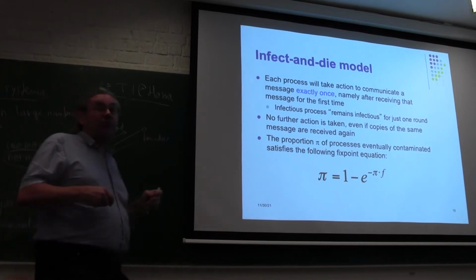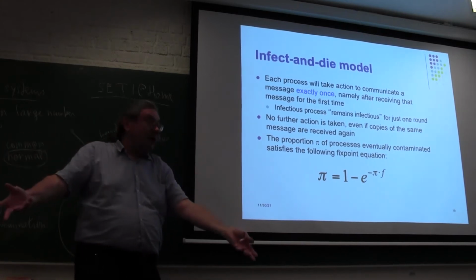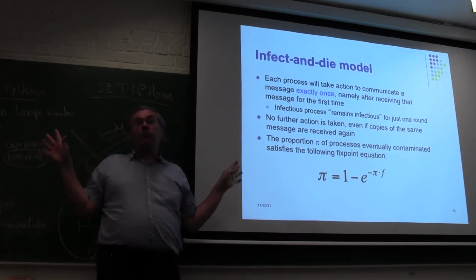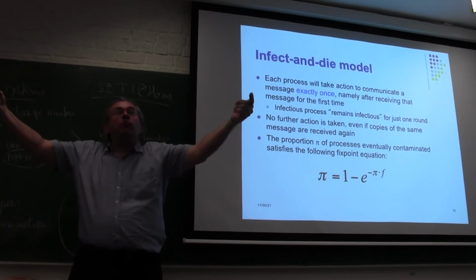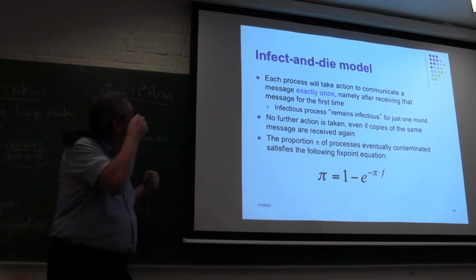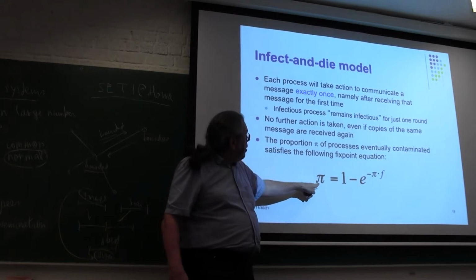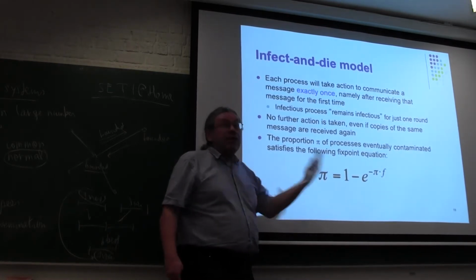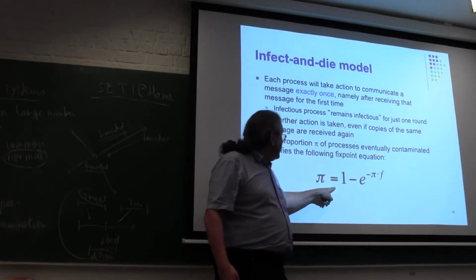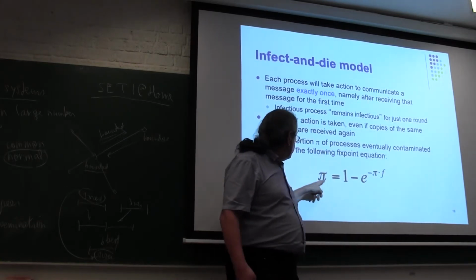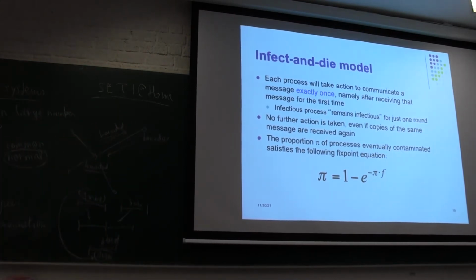It can actually die out, in the right cases. If I don't contaminate anyone, 1 week later, it's over. There will be no more, okay? But if I contaminate people, the ones that are contaminated will eventually no longer contaminate. And so this is actually a fixed point equation. We'll say pi is the fraction of processes which are eventually contaminated in a steady state, okay? And it satisfies this equation: 1 minus e to the minus pi f equals pi. So basically, at some point you have some kind of stable situation.